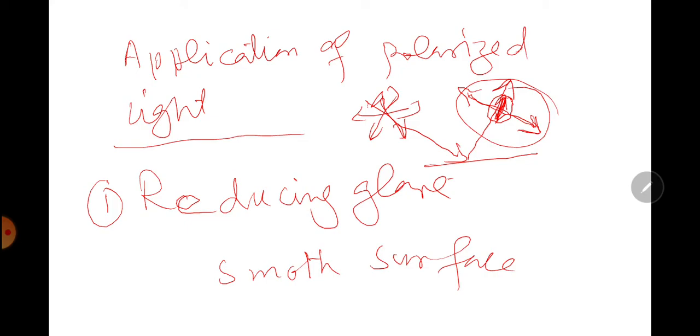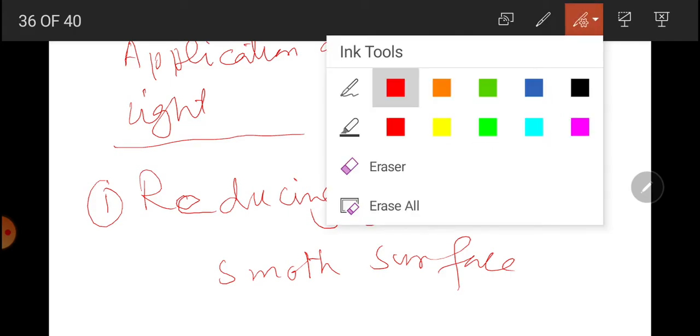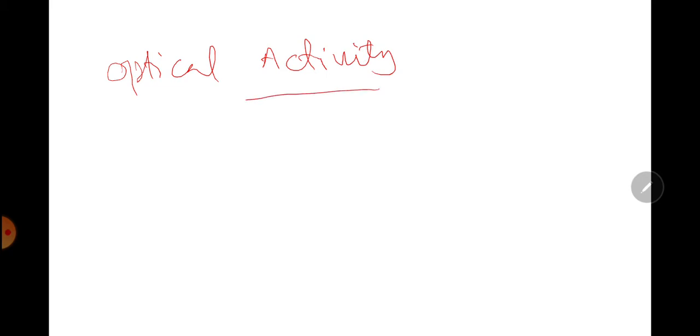Optical activity. Now the next is optical activity. When a beam of light is made to pass through certain materials, like a liquid, sugar solution, the direction of vibration of the transmitted polarized light is found to be rotated. This phenomenon is called optical activity.